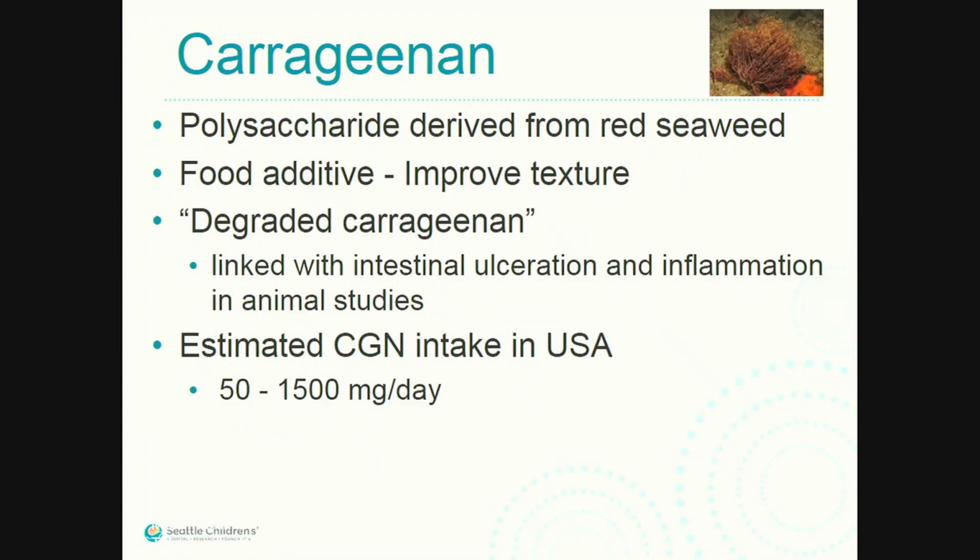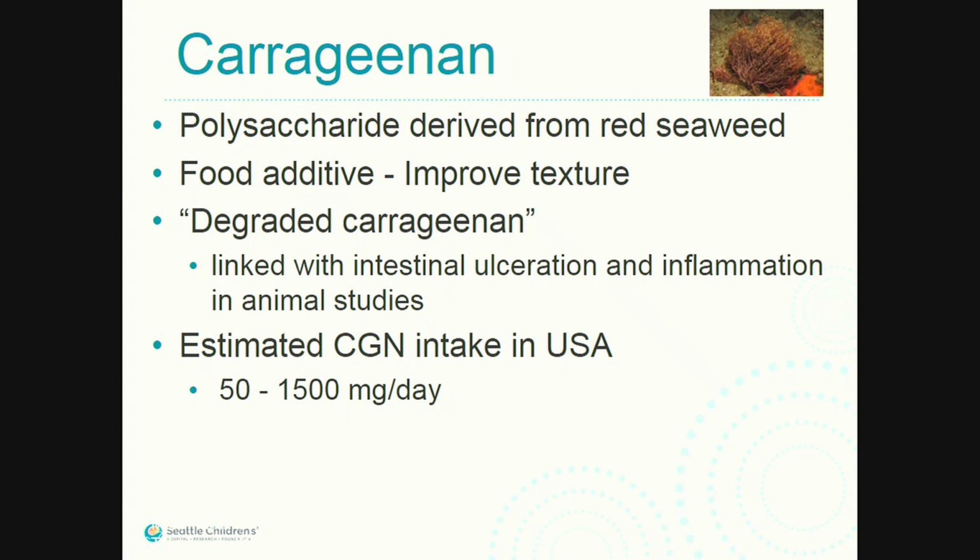And there are other things that are added into the diet. Carrageenan is a polysaccharide derived from red seaweed. It's a food additive, and it improves texture of food. It's felt to be the degraded carrageenan, which is linked to ulceration and inflammation in animal models. And it's estimated that we probably get about 50 to 150 milligrams per day within our diet.